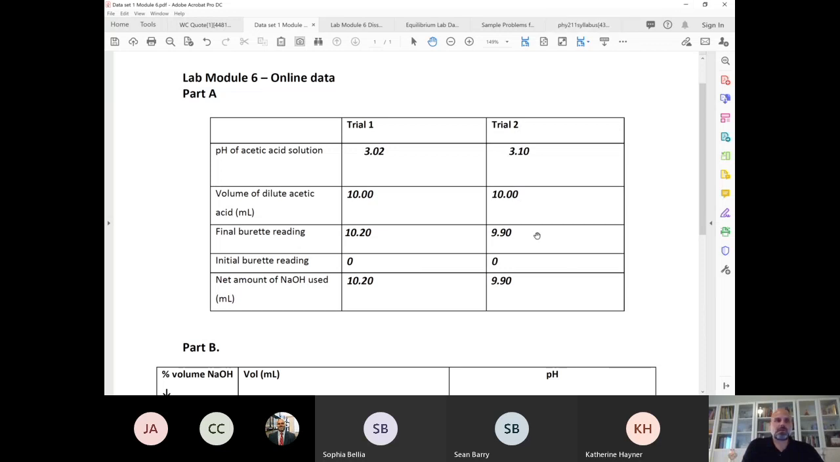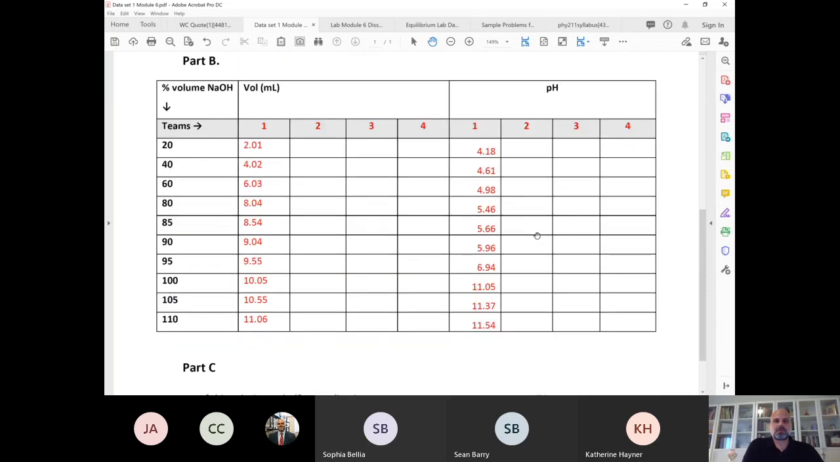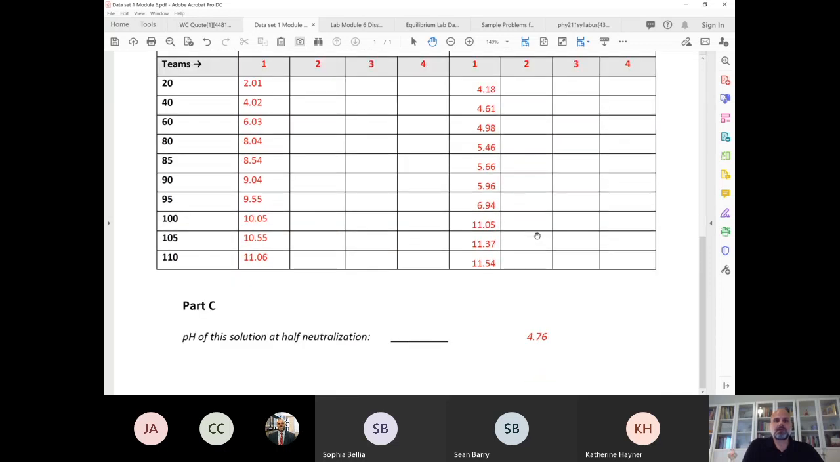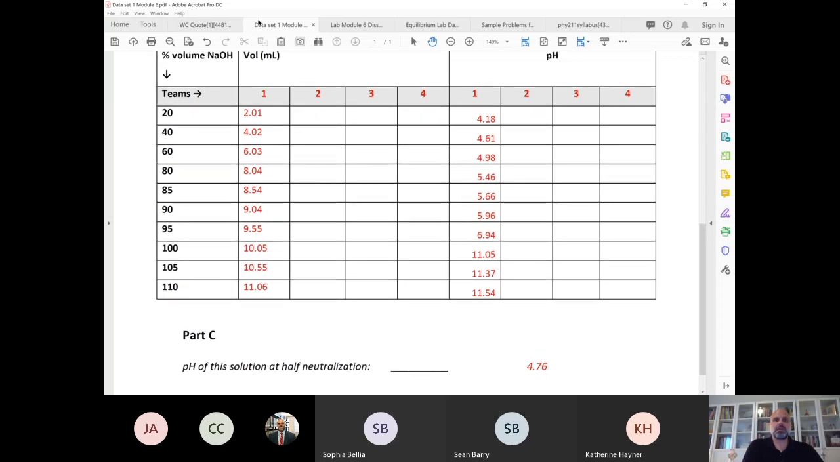So you have your data for part A, the data for part B, which we'll discuss in a second, and then your data for part C is all here. Each one is titled data set 1, data set 2, data set 3. So you simply have to use the data set that's posted in Canvas.